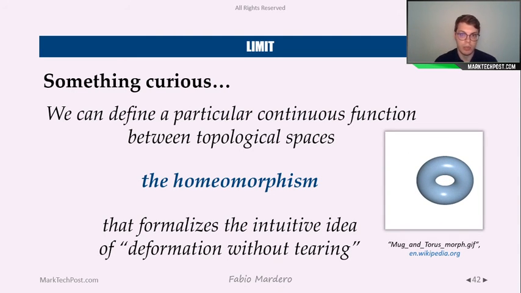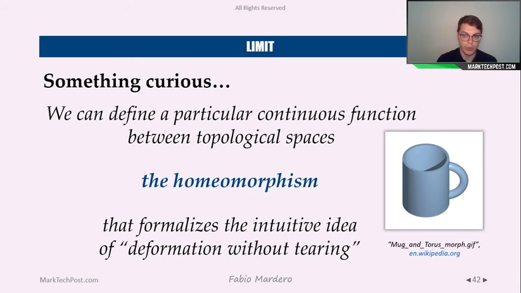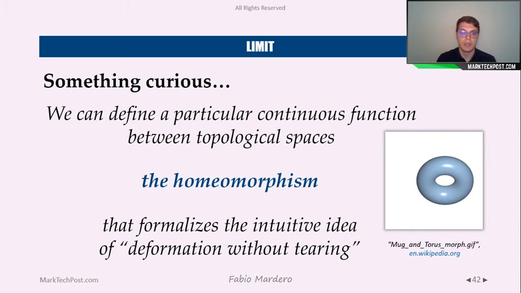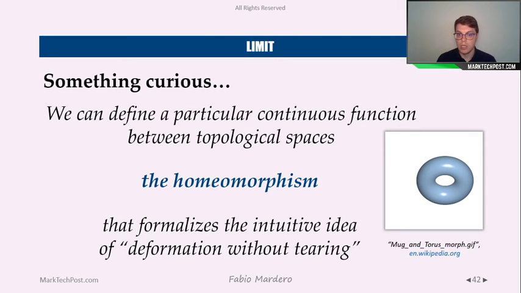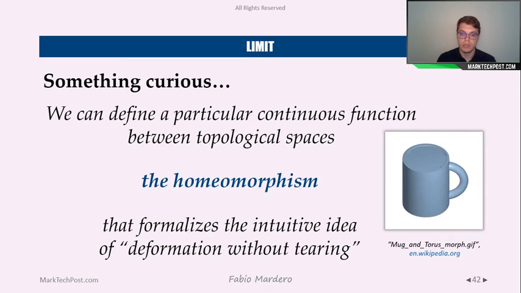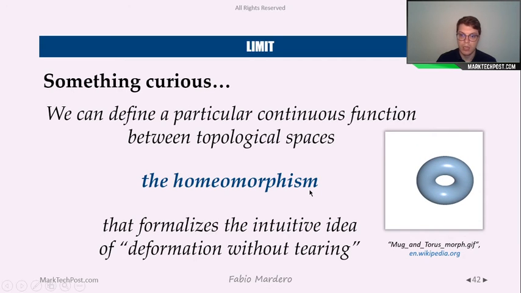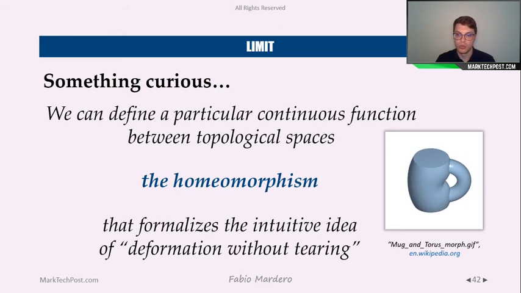We've defined the main concepts about topological spaces, but I want to show you something curious only using this slide. Using topological spaces we can define particular continuous functions between topological spaces, the homeomorphisms. And the homeomorphism formalizes the intuitive idea of deformation without tearing. For example, this mug can be deformed into a torus without tearing the object. That's something curious, interesting.